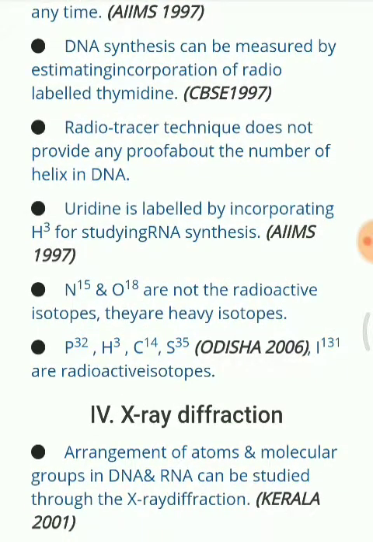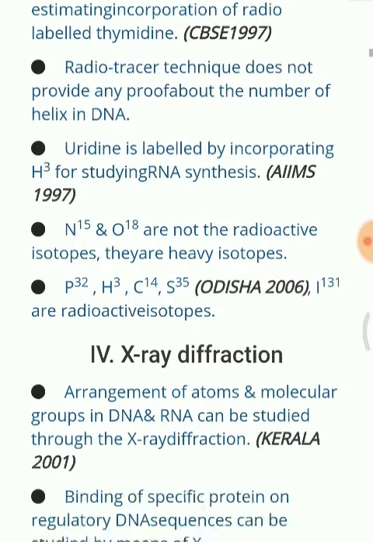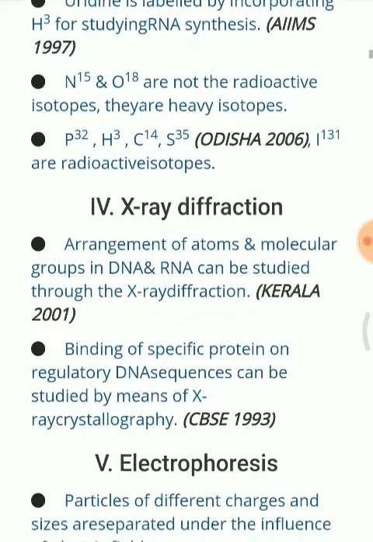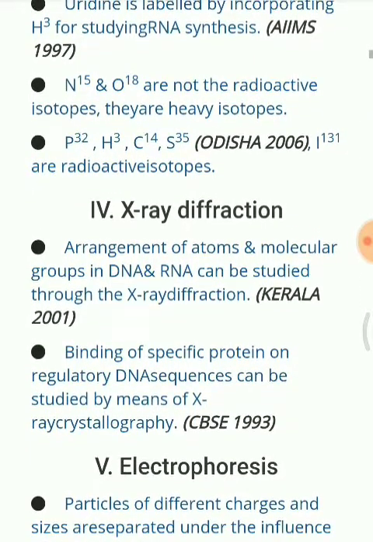P32, H3, C14, S35 are radioactive isotopes, as are I130 and I131. X-ray diffraction: the arrangement of atoms and molecular groups in DNA and RNA can be studied through X-ray diffraction. Binding of specific proteins on regulatory DNA sequences can be studied by means of X-ray crystallography.